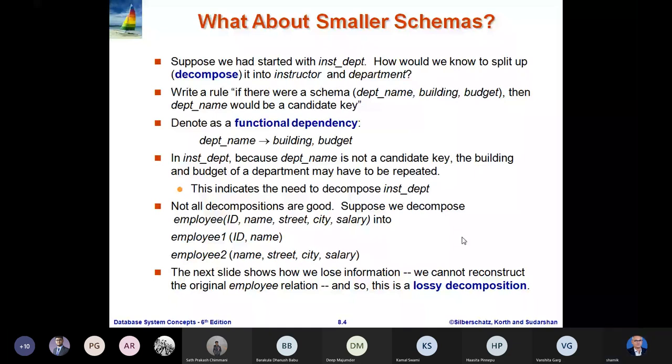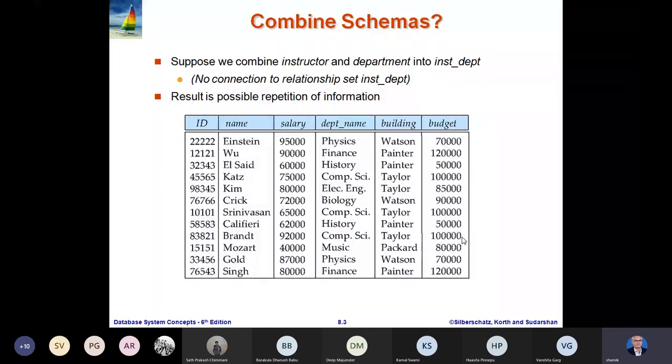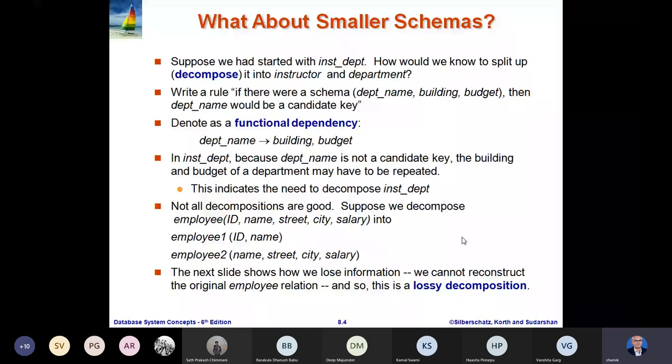Okay. So what is important is that we try to decompose this type of relation, which we know is not good, it has redundancy, or repetition of information. Then we would like to decompose it into some smaller schemas. But when we decompose it into smaller schemas, we have to follow certain rules. If we do not follow those rules, we will end up in situations which are really not good decompositions either. So that is what the second last bulleted point says: not all decompositions are good.